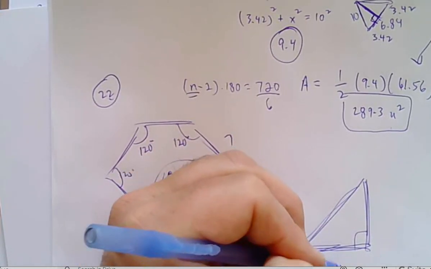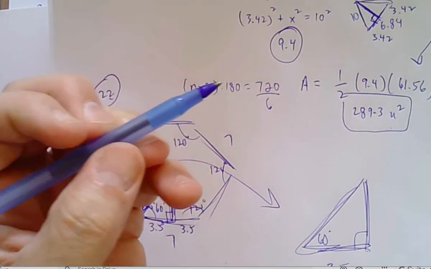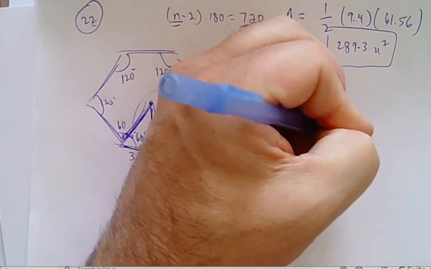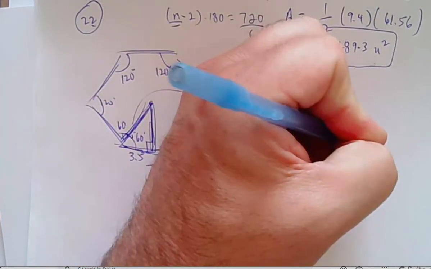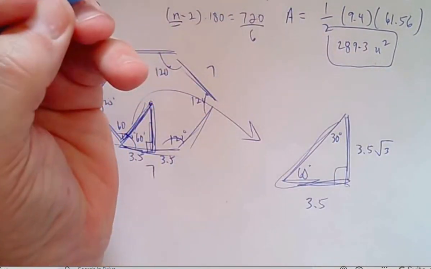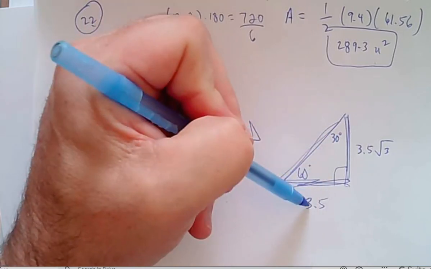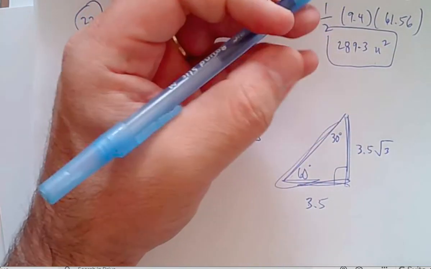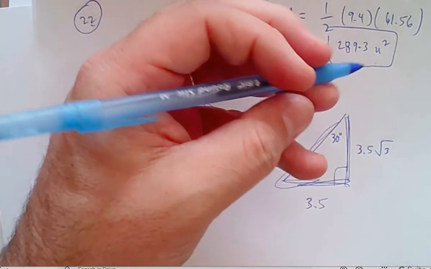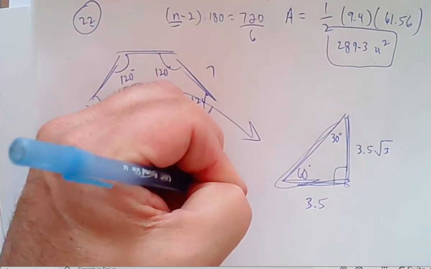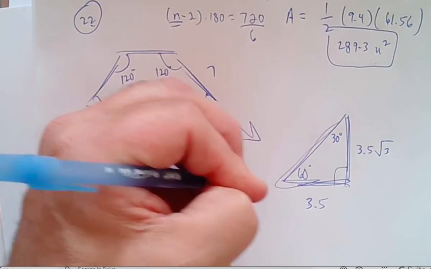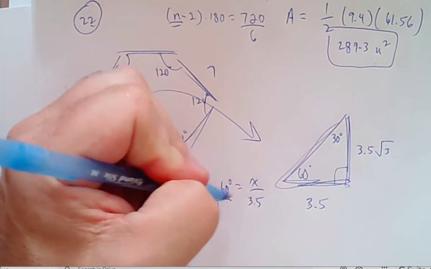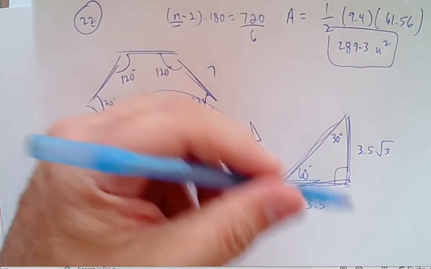To find the apothem, now you can use your trig. You also know your 30-60-90 rules. This apothem is 3.5 radical 3, right? Opposite the 30 is 3.5, so opposite the 60 is 3.5 radical 3. If you don't remember all that at the time, then you use SOHCAHTOA. The tangent of 60 is equal to the apothem over the adjacent 3.5. Cross multiply and solve, and you would get the answer.